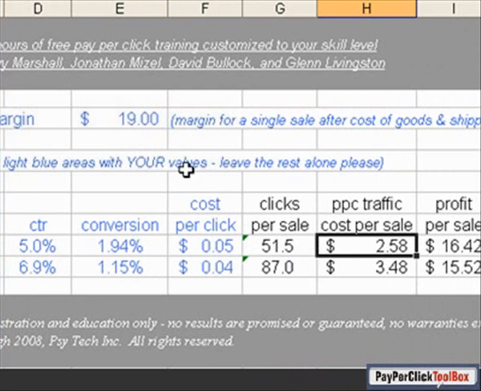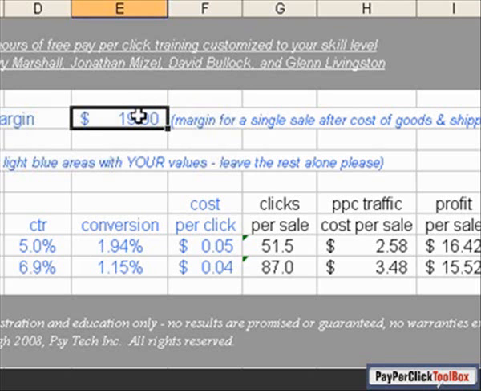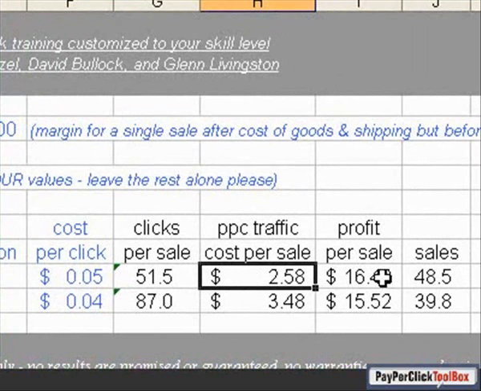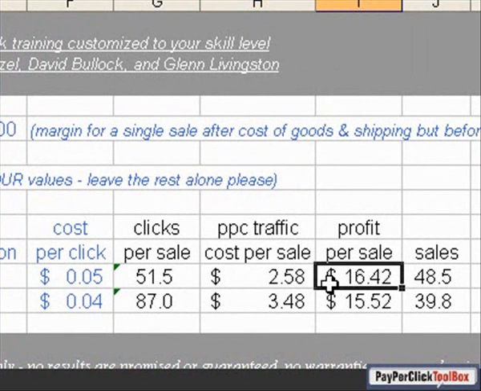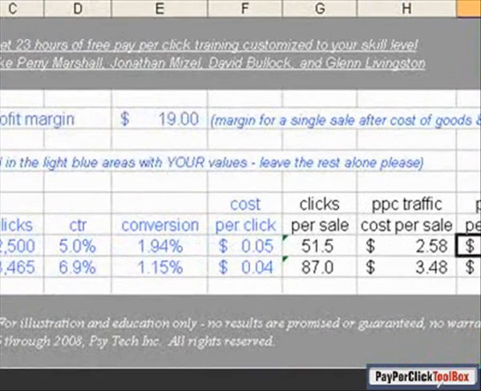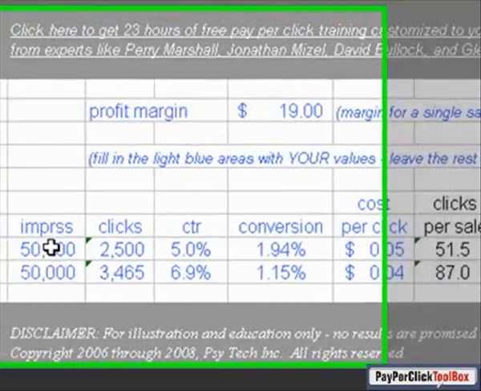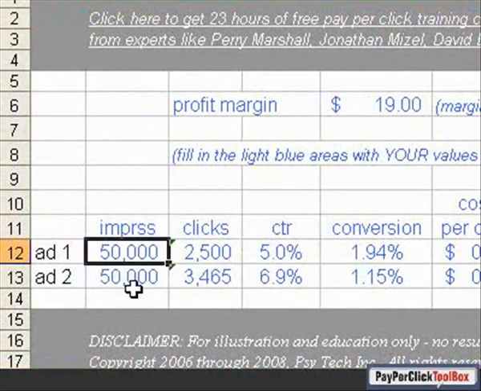Well, if you're making $19 on every sale in profit, and it costs you $2.58 in traffic costs, then your net profit per sale is $16.42. Now, on the number of impressions here, in this particular example, I'm showing 50,000 impressions. Don't worry if these impressions aren't exactly equal, that's okay. I just made them equal for illustration.